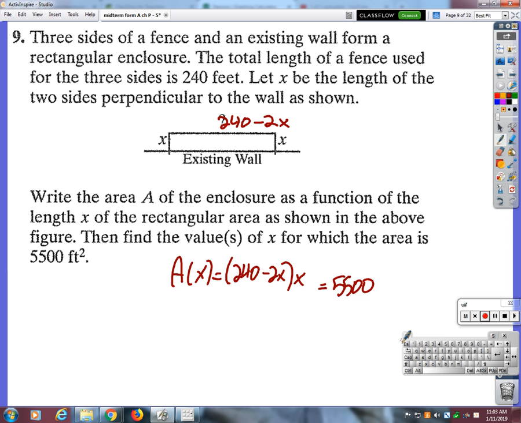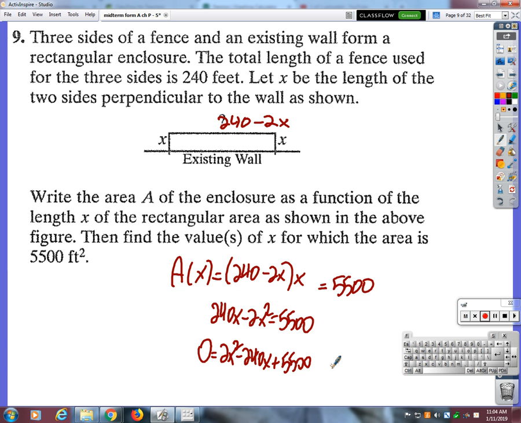Okay? So how do I solve that for x? Got to distribute the x. So 240x minus 2x squared equals 5,500. You want to put this over here. I like to start with a positive number, so I'm going to move them all to the other side. So I'm going to make this 2x squared minus 240x plus 5,500.